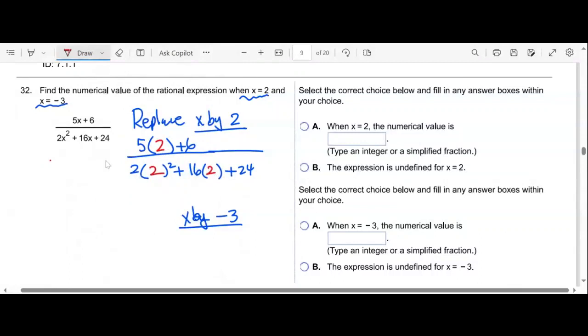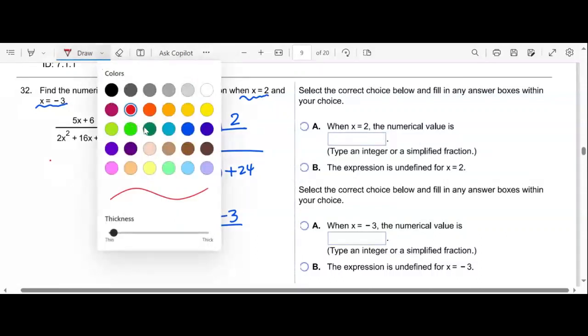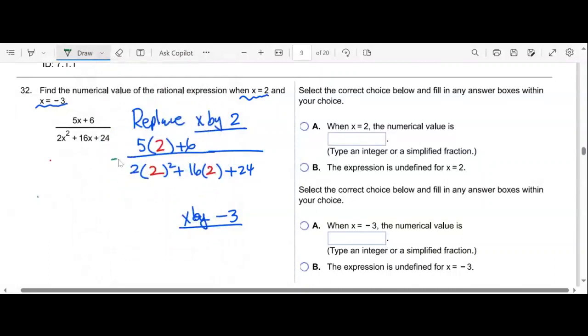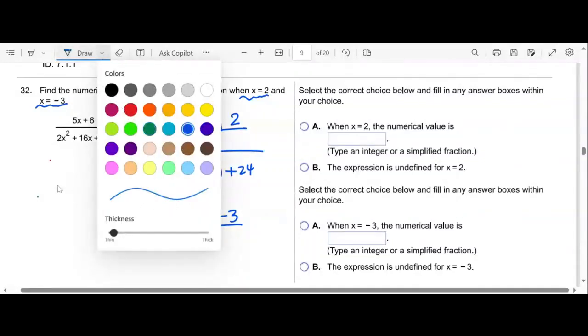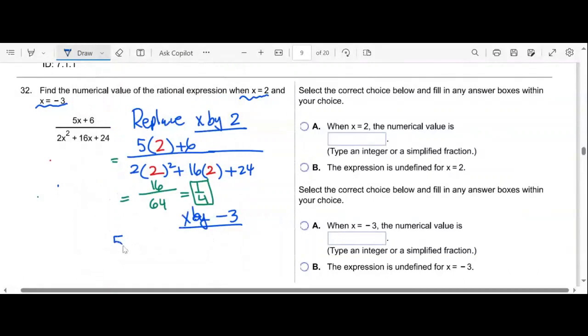And now you will replace x by 2. So when you use the calculator, you find an answer for this one. How much? The denominator is 64. This is 10 plus 6 is 16, right? Over 64, which equals what? 1 over 4. Now the second time you're going to do it with negative 3.